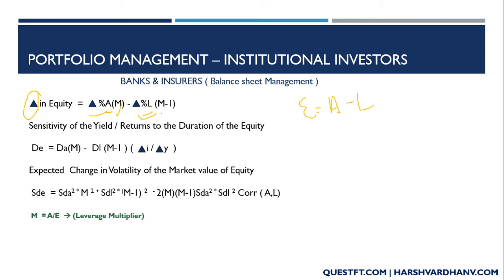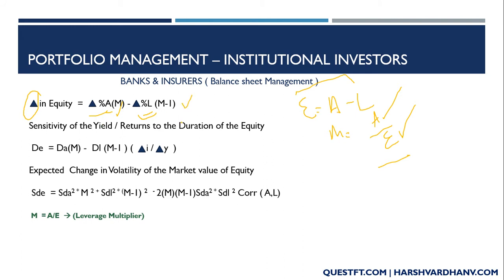We have an extra term over here which is M. M is the leverage multiplier, asset upon equity. We know that leverage is basically how much asset you have against how much of your own money you have. Okay, so this is a leverage multiplier. This is the only term which is extra. Otherwise, the formula is pretty simple from a balance sheet equation. Equity is equal to asset minus liability.